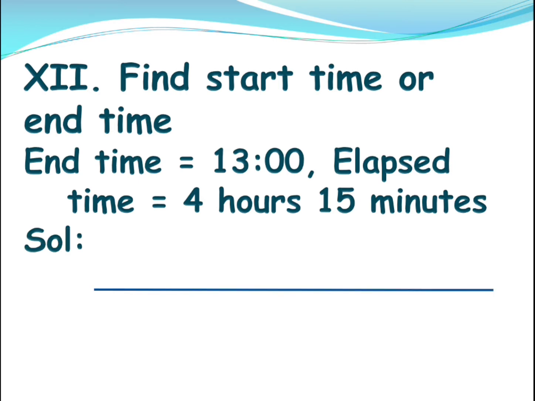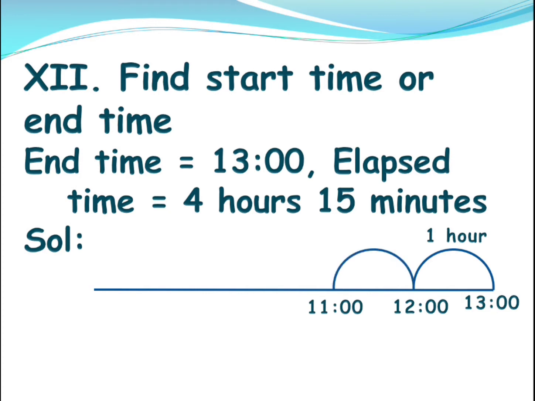So here is the timeline. Let's write the end time, which is 13, that is afternoon, 1 p.m. 13. What is the elapsed time? 4 hours 15 minutes. That means you have to go back 4 hours 15 minutes to find the start time. So 13 to 12 is 1 hour. Yes. Now 12 to 11 is 1 hour again. Yes. Now 11 to 10, that is also 1 hour.